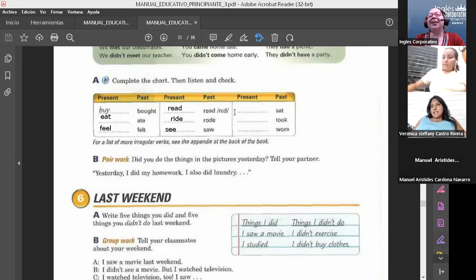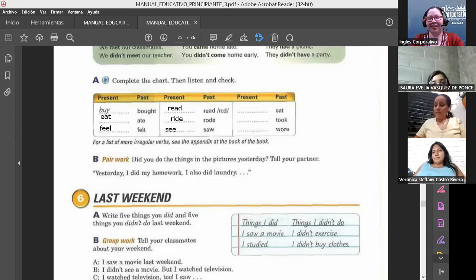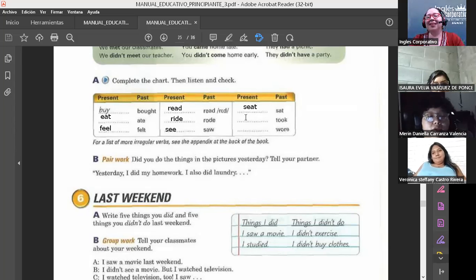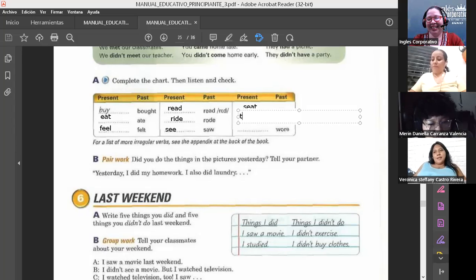Seat. Right. Very good. Vamos a ver, what is the present of took? Take. Uh-huh. How do you spell it? T-E-A-K-E. Again. T-E-A-K-E. Thank you very much. Es que por ahí oía un T-E, pero es T-A.